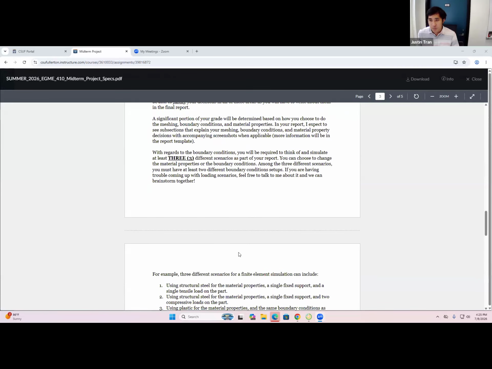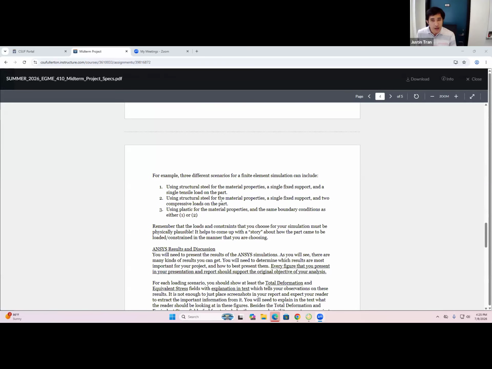But among your 3 different scenarios, you can't just pick 3 different materials, which I think would be the easiest way to do it. I want you to come up with at least 2 different boundary condition configurations, so that can be your scenario 1 and scenario 2. But for your third scenario, you can just change the material properties. A little bit confusing: 3 scenarios overall, at least 2 different boundary condition configurations, and you can have up to 2 different material properties as well.